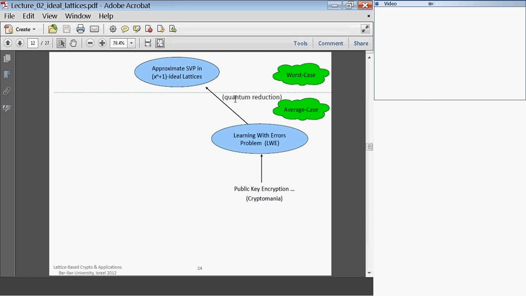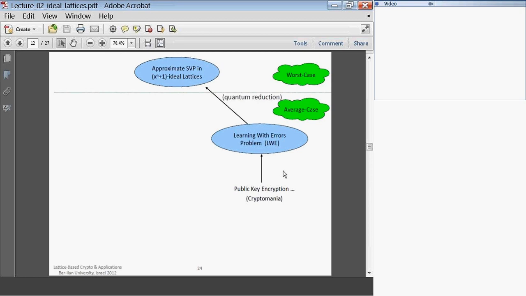And what I mentioned about the security of ideal lattices is that there are some reductions, quantum reductions, that relate the learning with errors problem to the approximate shortest vector problem formulated for xn+1 ideal lattices. And so that basis is what we use from the security perspective, what allows us to use ideal lattices.